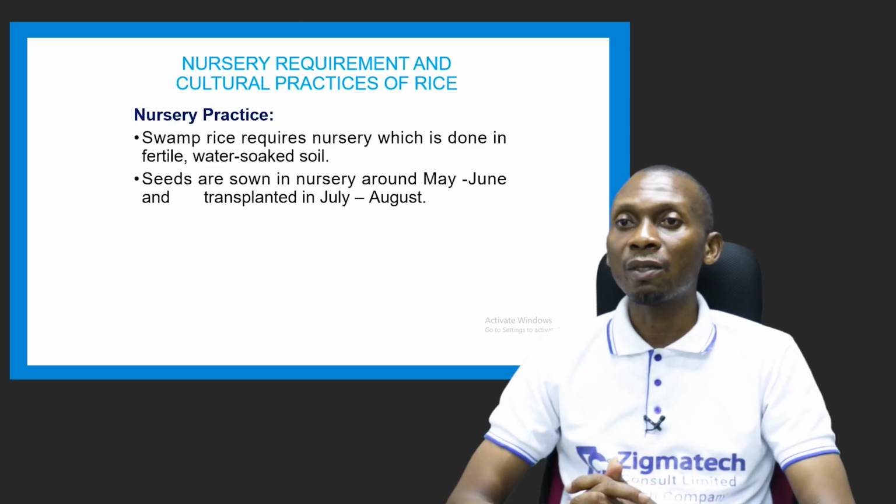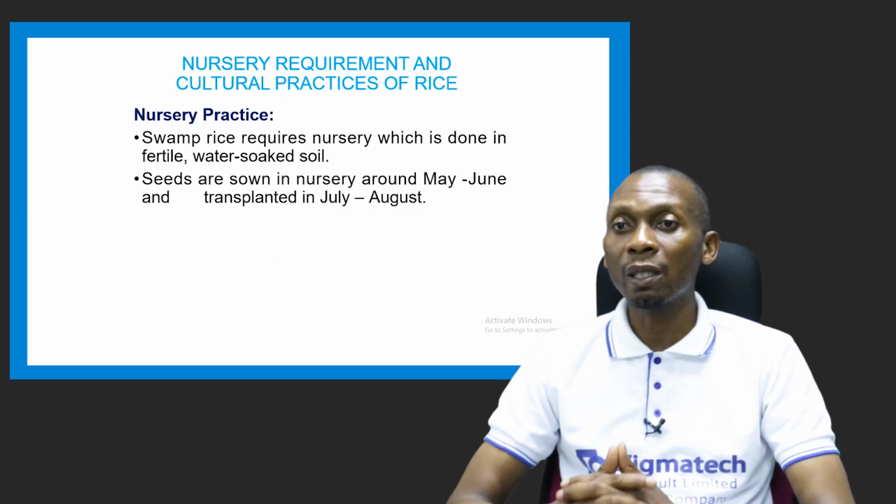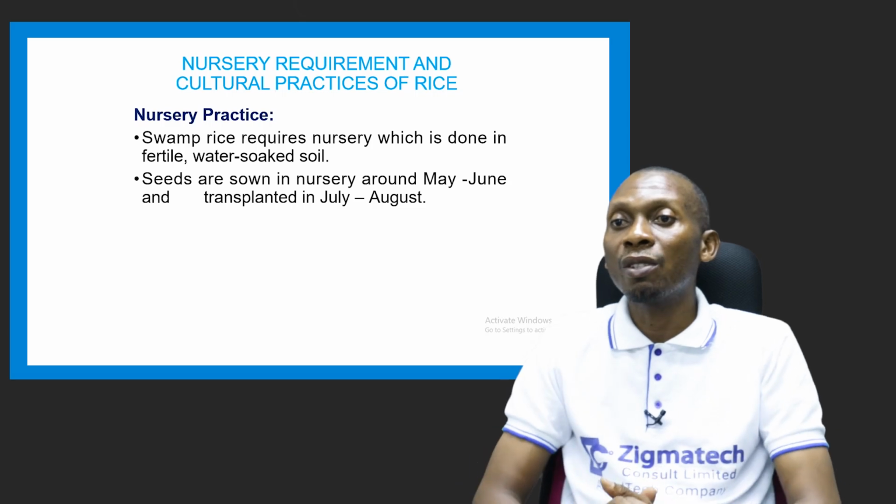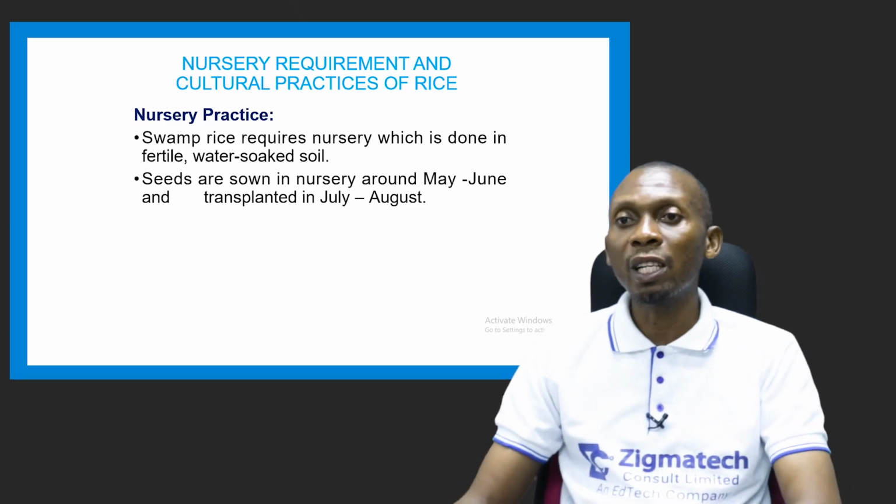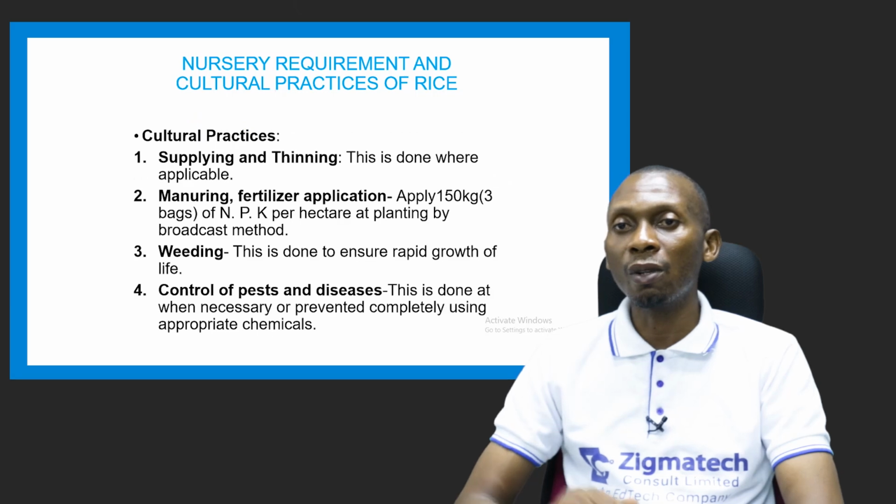Now, nursery practices for rice. It requires a nursery, which is usually done in fertile water-soaked soil. The seeds are sown in the nursery around May to June and finally transplanted to the field in July to August. Now, let's look at the cultural practices.